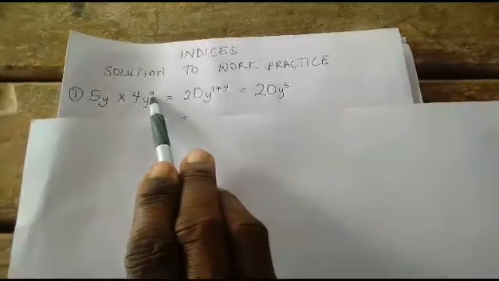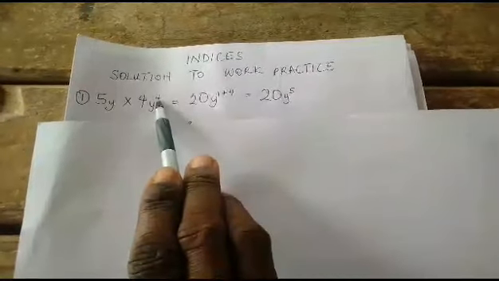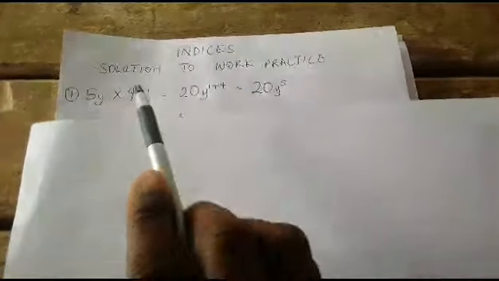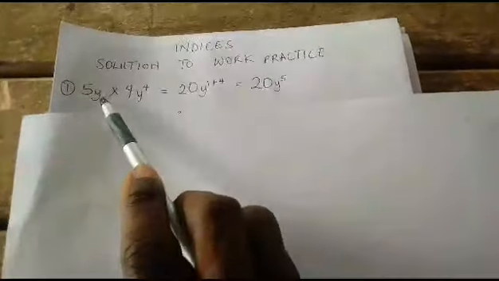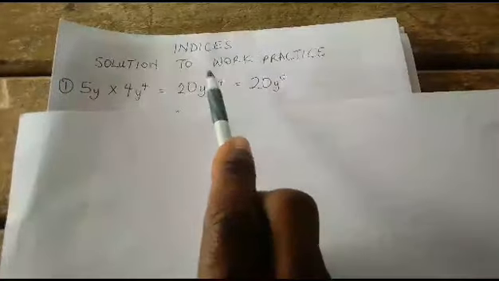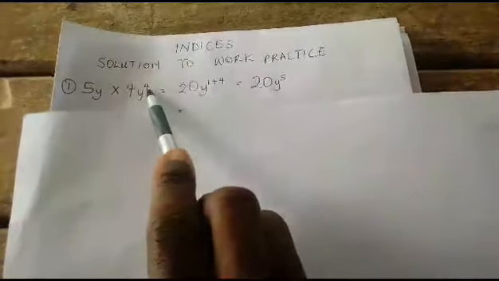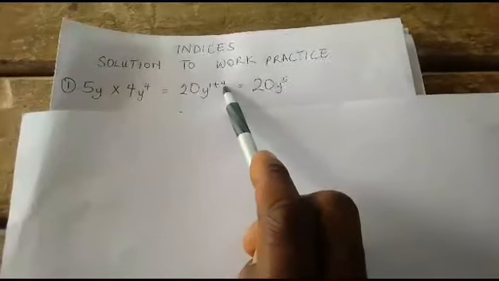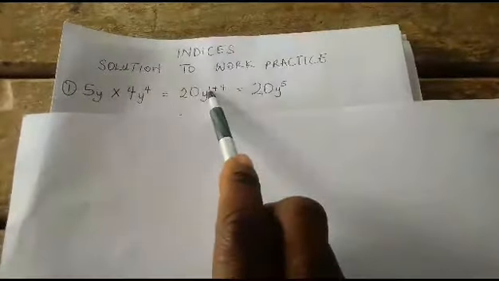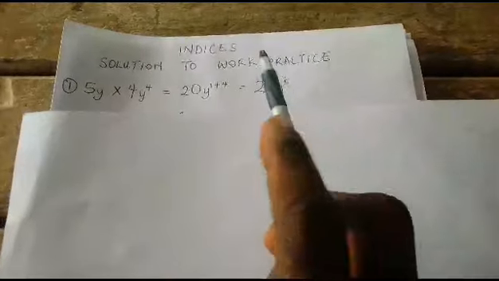So here we need to apply the law of indices, which says that we must add their powers. So that means this y is the same thing as y raised to power 1. Because of this multiplication, you add the power, then plus this 4. So we have 20y raised to power of 1 plus 4, which will give us 5.